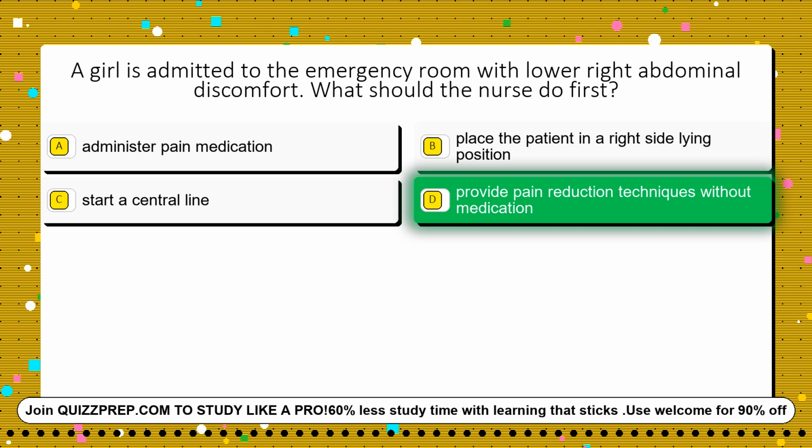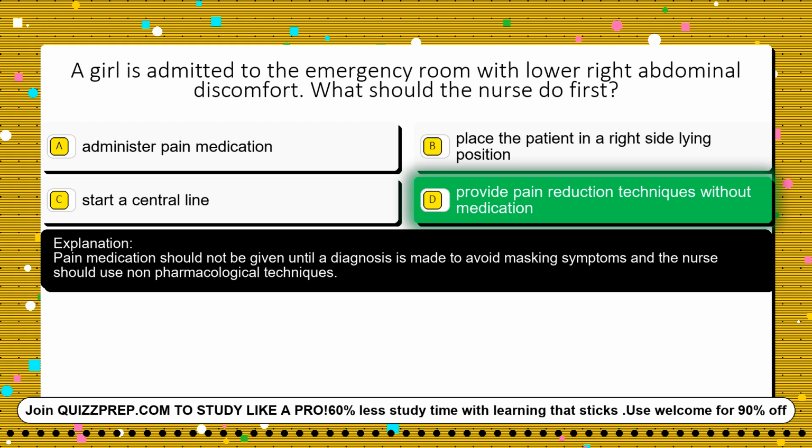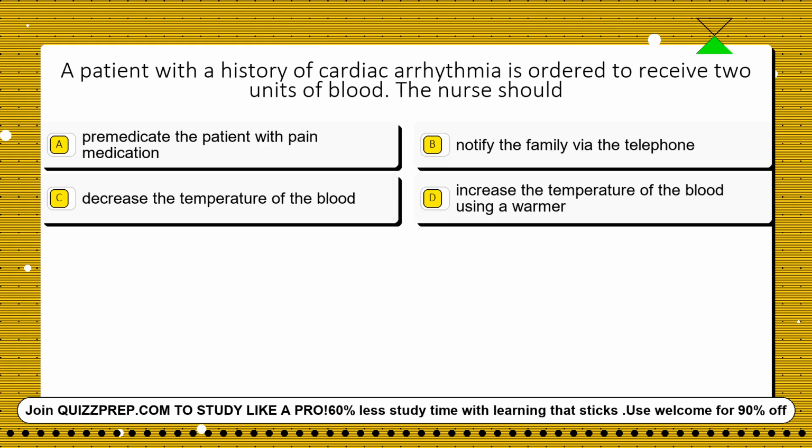The correct answer is option D. Provide pain reduction techniques without medication. Pain medication should not be given until a diagnosis is made to avoid masking symptoms, and the nurse should use non-pharmacological techniques. Question 31. A patient with a history of cardiac arrhythmia is ordered to receive 2 units of blood.